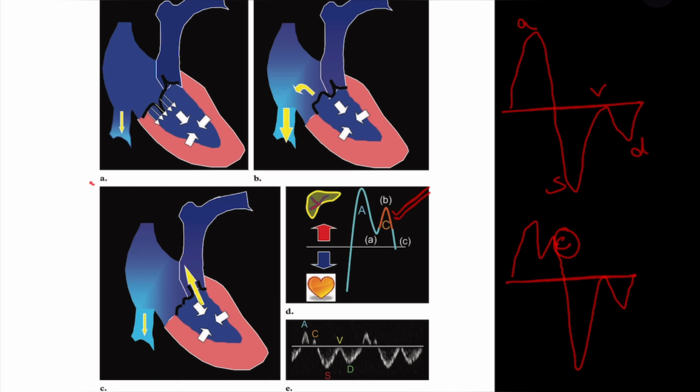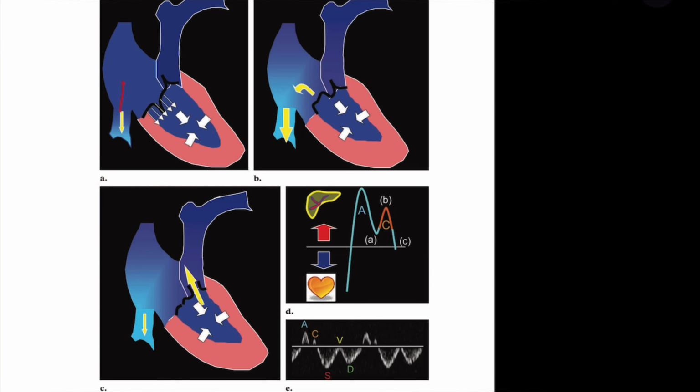In this figure A, we can see as the ventricular systole begins, the retrograde velocity begins to decrease, this retrograde flow towards the liver gets decreased, causing the A wave. However, as seen in figure B, still the tricuspid valve is closed and the ventricular pressure is increasing.